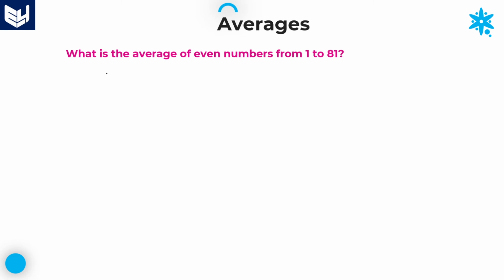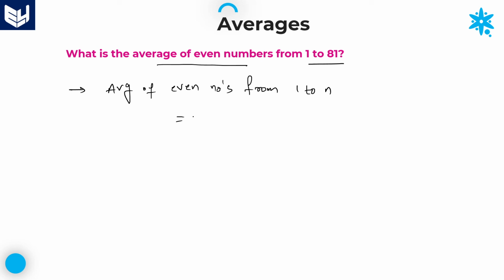Let's see the next question, which is for even numbers. What is the average of even numbers from 1 to 81? The concept is that the average of even numbers from 1 to n is equal to the last even number plus 2, divided by 2.